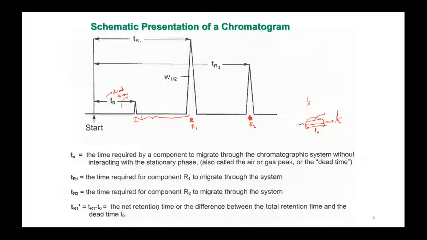The net retention time, when we calculate it, we have to subtract the dead time from the actual time. So if you pass the component through the solid surface, the overall time from here to here is tR1, and we have to subtract the dead time to get the actual retention time of the corresponding component.